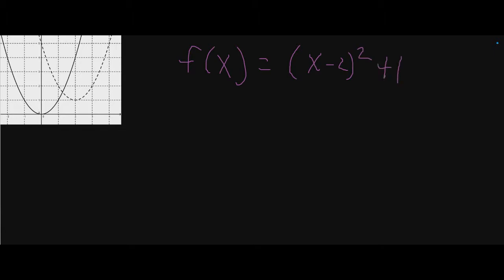Alright, so what if I told you to find f of x is equal to 5? So oops, sorry, that's my phone.